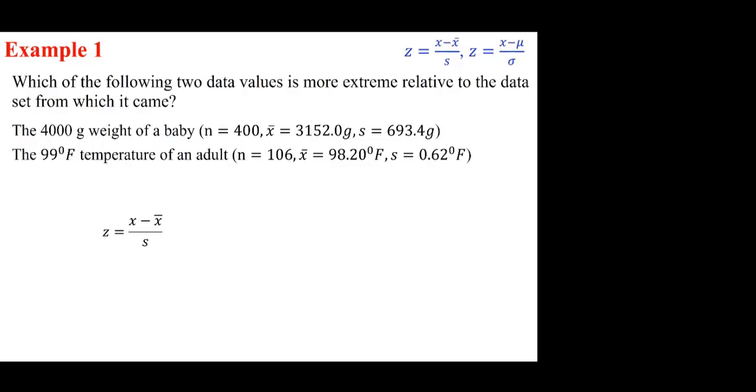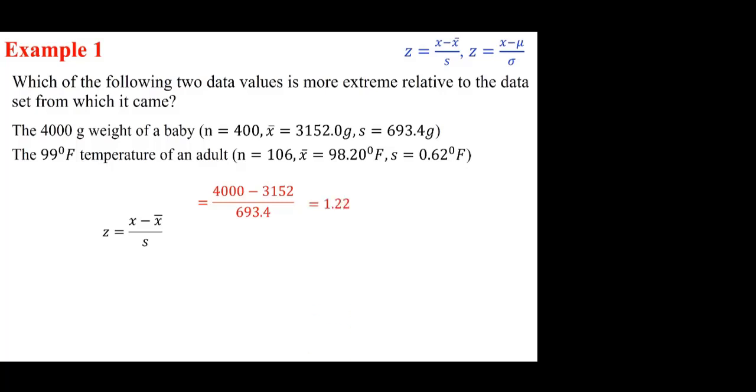So for the babies, you're going to put x minus x bar over s. You simply put in the numbers, and you end up with 4,000 grams minus 3,152 divided by s, which is 693.4. Now, notice n is 400, but it doesn't come into play. N is just a piece of information. It's important to know the sample size, but it doesn't come into play here. And you have the answer.